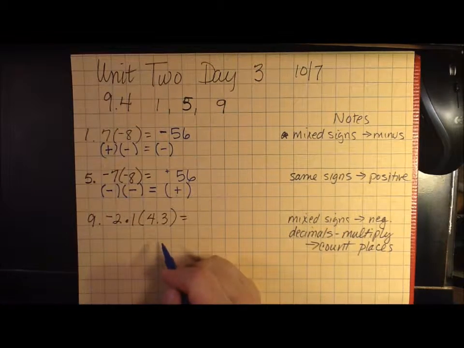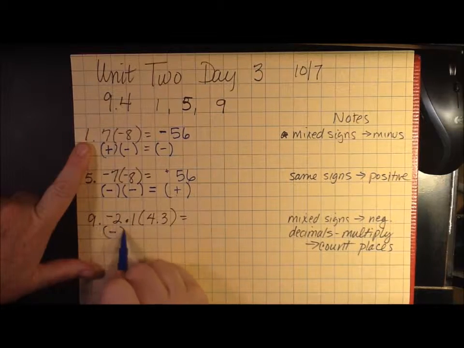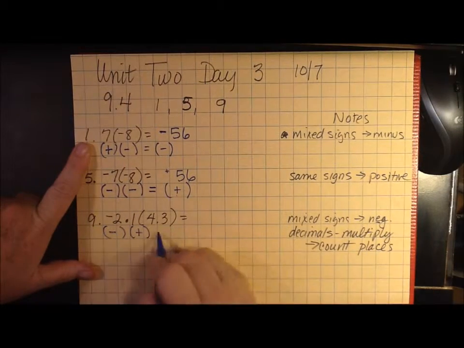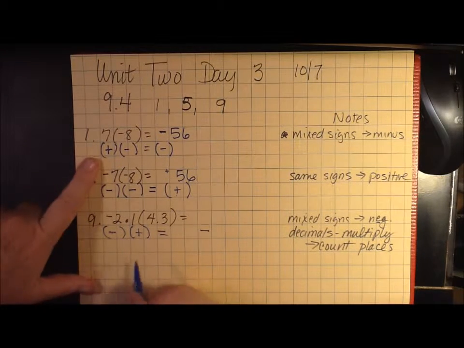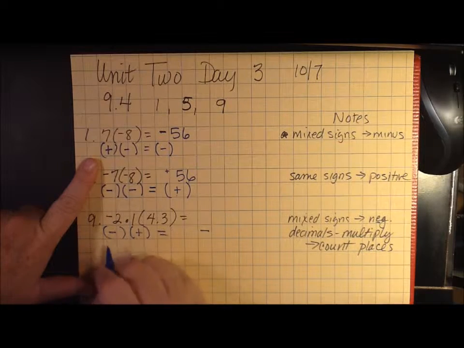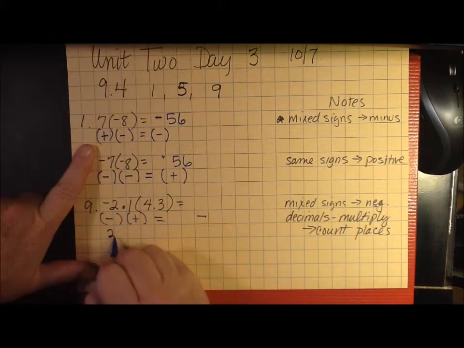Here with number 9, I have 2 things going on. First of all, I have to look at my signs. So here's a negative, and here's a positive. Mixed signs mean my answer will be negative. The other thing I want you to remember, though, is that you're dealing with decimals. And I want to give you a quick review on multiplying decimals. Here's 2.1 times 4.3.